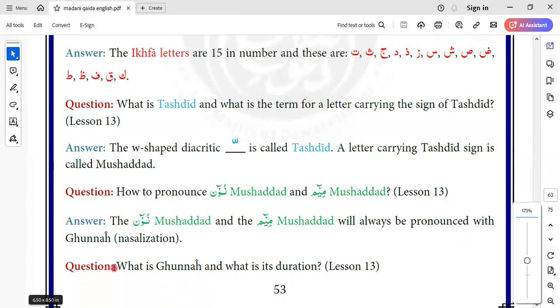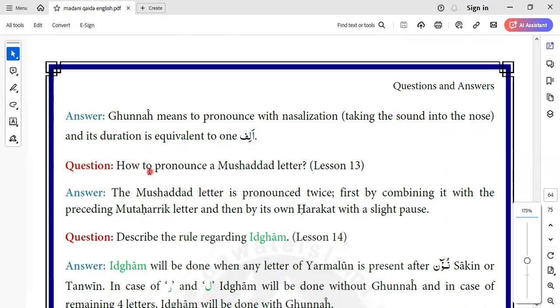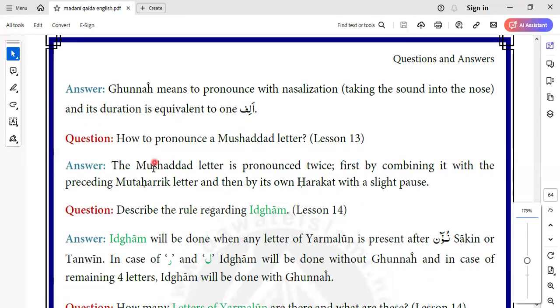Question. What is gunna and what is its duration? Answer. Gunna means to pronounce with nasalization, taking the sound into the nose, and its duration is equivalent to one alif. Question. How to pronounce a mushaddad letter? Answer. The mushaddad letter is pronounced twice. First by combining it with the preceding mutaharrik letter, and then by its own harakat with a slight pause.